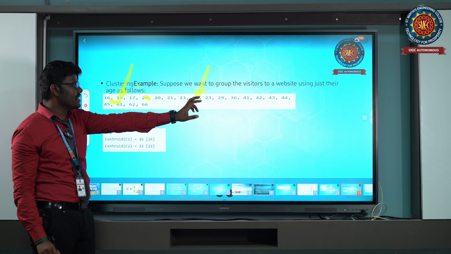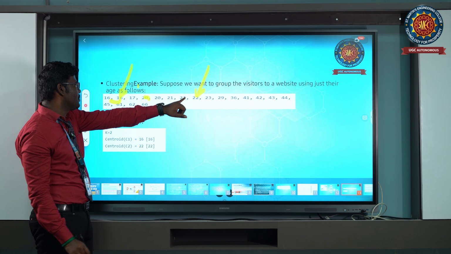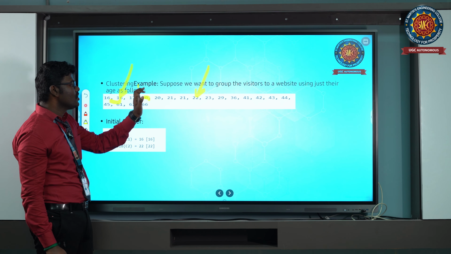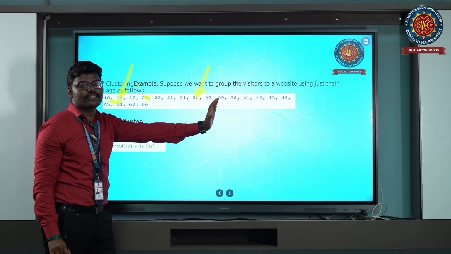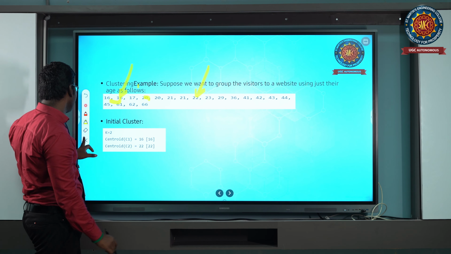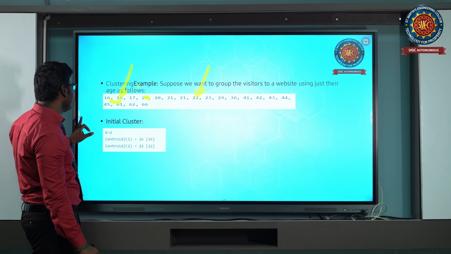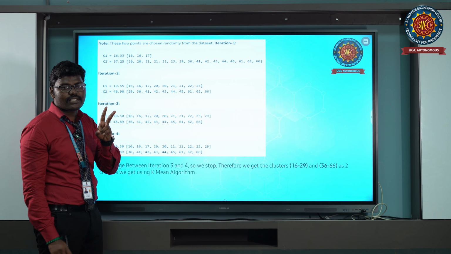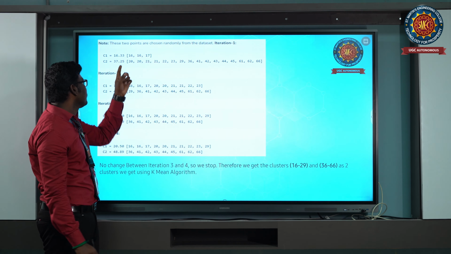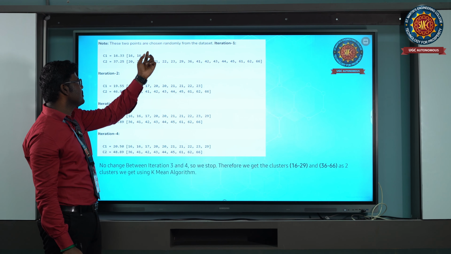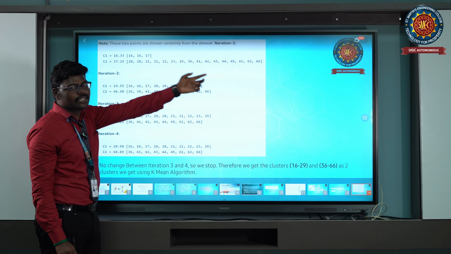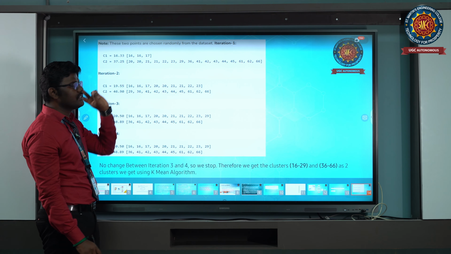Now coming to the second cluster, 22 is closest to 21, 21 is closest to 20, right? So now all the remaining points are another group. So now we received the two clusters: 16 and 17 are one group and the remaining 20 to 66 are another group.